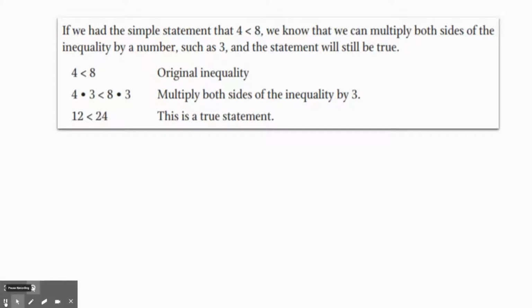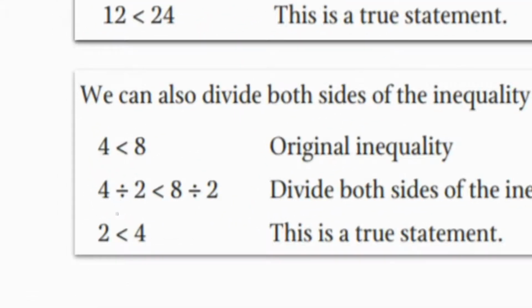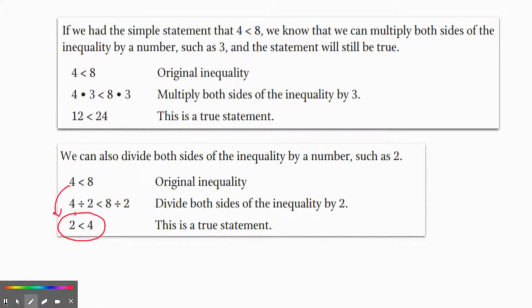This is why. Let's take a look at this example. So everybody knows that 4 is less than 8. And when you multiply by the same number on both sides, you're going to get 12 is less than 24. It's a true statement, no problem. You can also divide both sides. Here we're dividing by 2. Both sides, you're going to get 2 is less than 4. So if you multiply or divide by a positive number, no big deal. The less than symbol will remain a less than symbol.